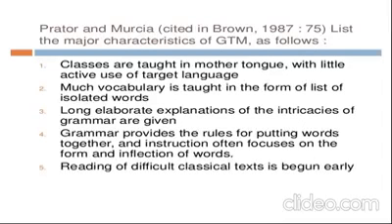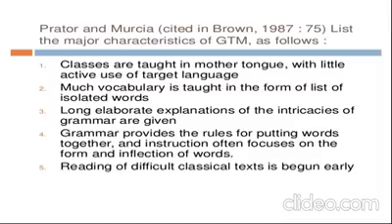Petrov and Celce-Murcia, as cited in Brown 1987, list the major characteristics of GTM as follows. Number 1, classes are taught in mother tongue with little active use of target language. Number 2, much vocabulary is taught in the form of lists of isolated words. Number 3, long, elaborate explanations of the intricacies of grammar are given. Number 4, grammar provides the rules for putting words together, and instruction often focuses on the form and inflection of words.